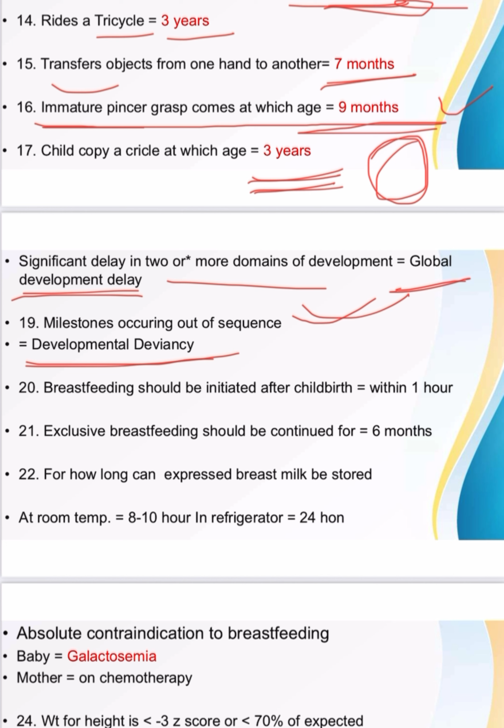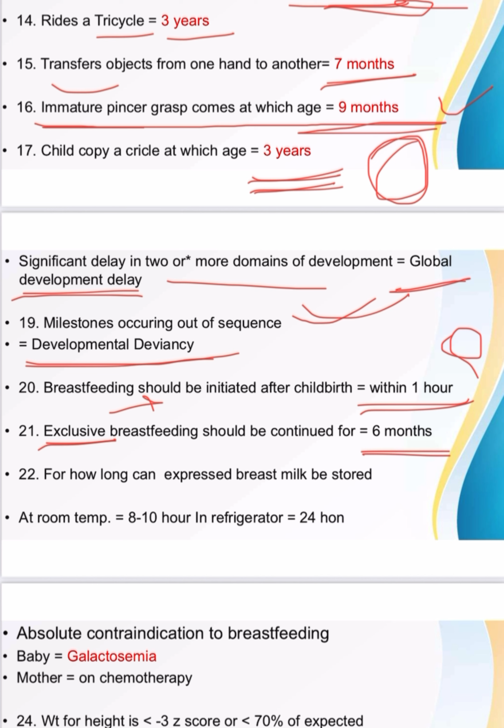So moving forward, breastfeeding should be initiated after childbirth within 1 hour. This is the question everyone asks, and you have to know about breastfeeding. Exclusive breastfeeding should be continued for 6 months. Exclusive means no top feed, no other feed should be given.